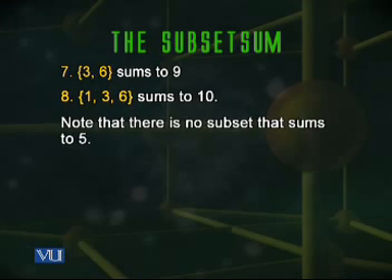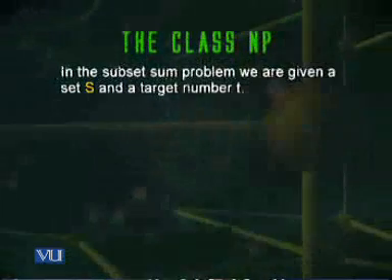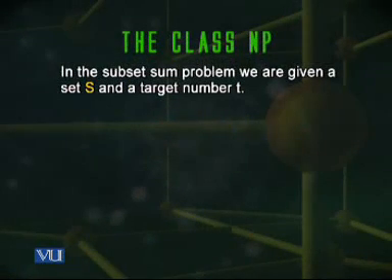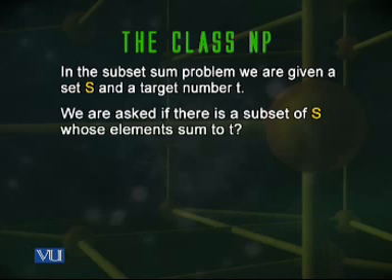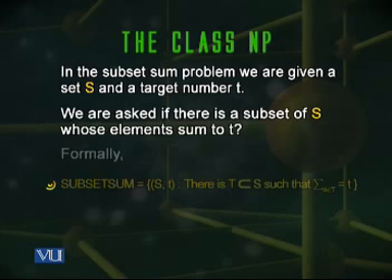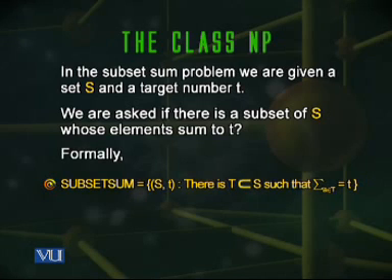Note that there is no subset of this set that sums to 5. So we are given a set and we can enumerate all the subsets of it, and we can sum them up and they give us different numbers, and those numbers are called subset sums. Now let's define the subset sum problem. In the subset sum problem, we are given a set S and a target number t, and we are asked if there is a subset of S whose elements sum to t. So formally, the subset sum problem consists of pairs S comma t such that there exists a capital T which is a subset of S which sums to exactly little t.